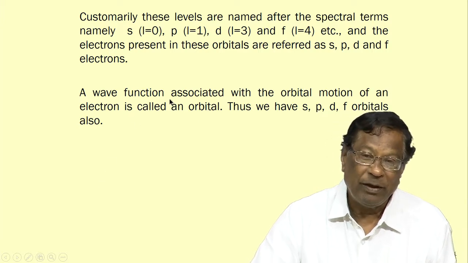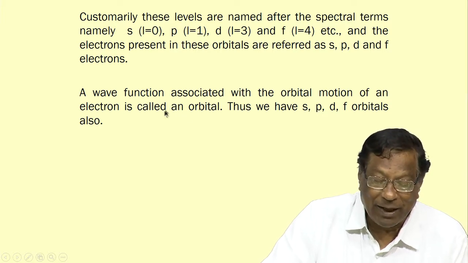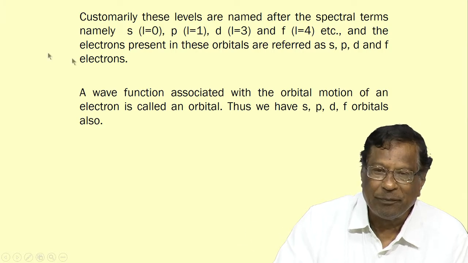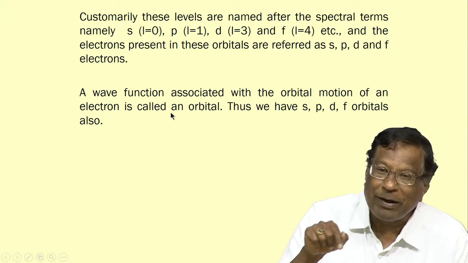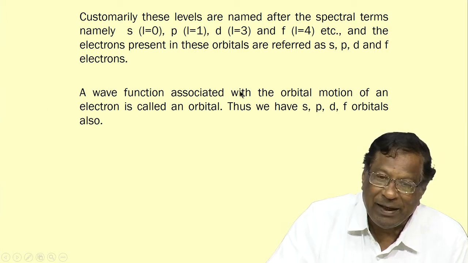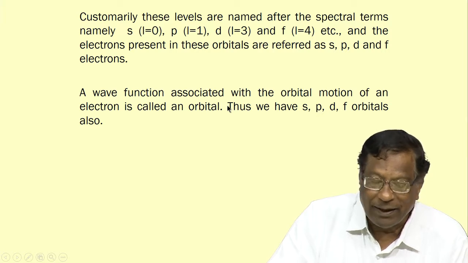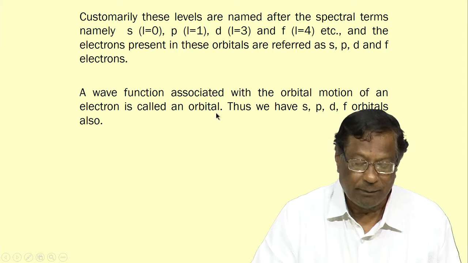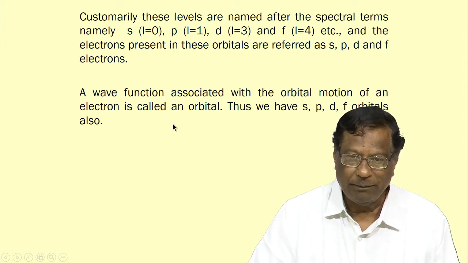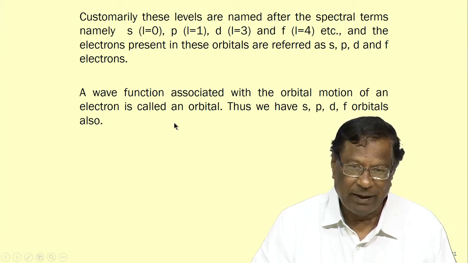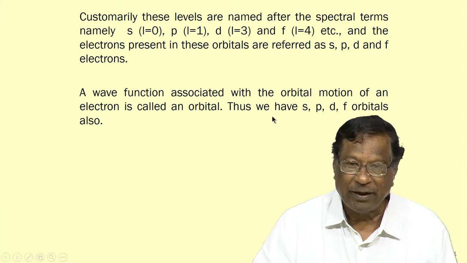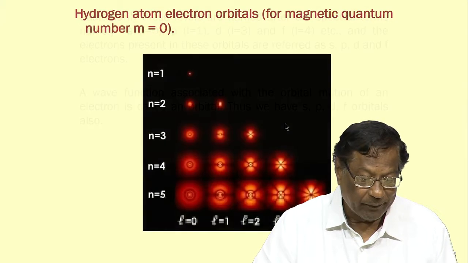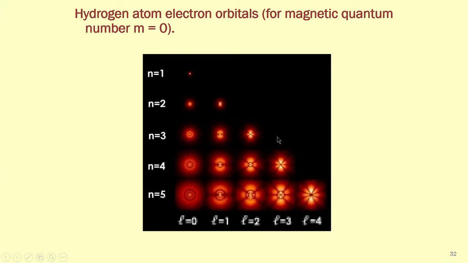When you draw a dumbbell shape, it can be ascribed a mathematical equation, just like a graph. So, the wave function is associated with the orbital motion of the electrons. That wave function is called an orbital. Thus, we have S, P, D, F orbitals also. So, we define S electrons, and they are also described by a mathematical equation, which is given for S, P, D, F, etc. orbitals.